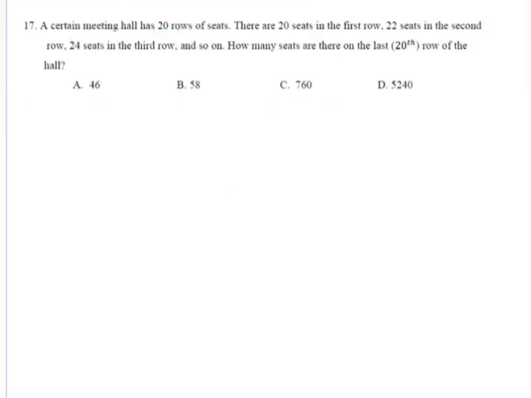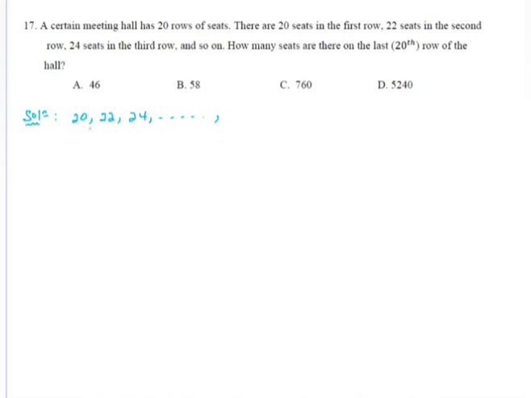A certain meeting hall has 20 rows of seats. There are 20 seats in the first row, 22 seats in the second row, 24 seats in the third row, and so on. How many seats are there in the last, 20th row of the hall? So there is a certain hall containing 20 different rows. On the first row there are 20 seats, the second row 22 seats, the third row 24, and so on. So we are asked the number of seats on the 20th row.